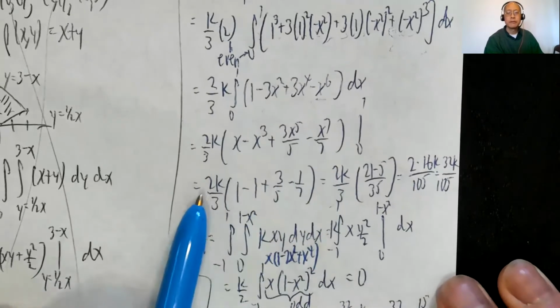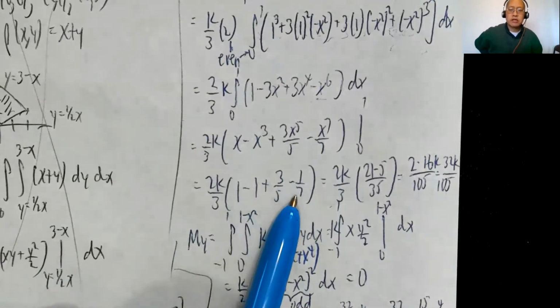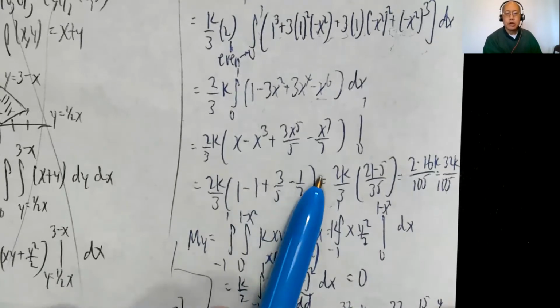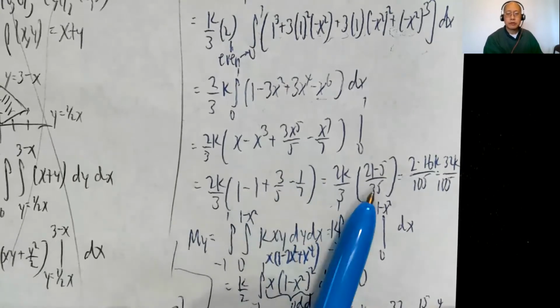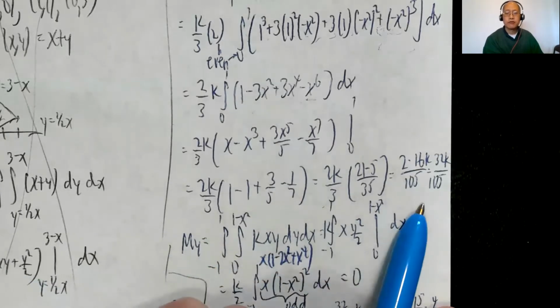Plug in 0, you get 0. Plug in 1, 1 minus 1, that's nice, plus 3/5 minus 1/7. These are gone. 2k over 3. Common denominator here is 35, so 21 minus 5 is 16. So 32k over 105.